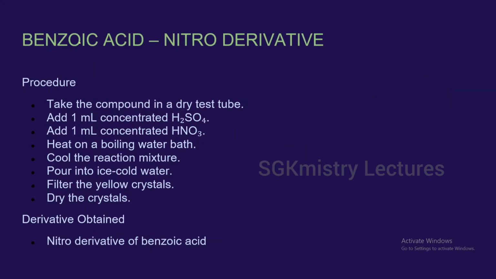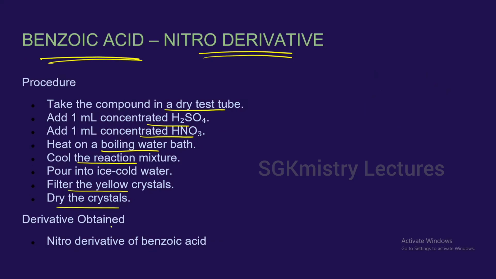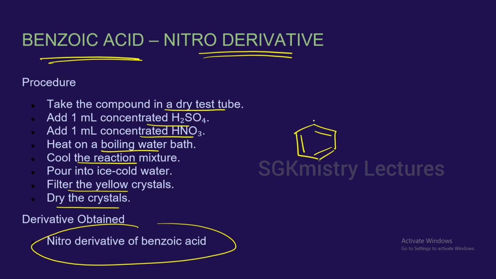Now, suppose the given compound is benzoic acid, then you're going to prepare the nitro derivative. To the compound, which is taken in a dry test tube, you're going to add concentrated sulfuric acid as well as concentrated HNO3. Both will be taken in 1 ml each. Then you're going to heat the mixture on a boiling water bath, and then cool the reaction mixture and pour it into ice cold water. After you get the crystals, you're going to filter and dry them. So the derivative obtained is the nitro derivative of benzoic acid. You're going to write the structure. Here we have benzoic acid, and in the meta position, we have the nitro group.